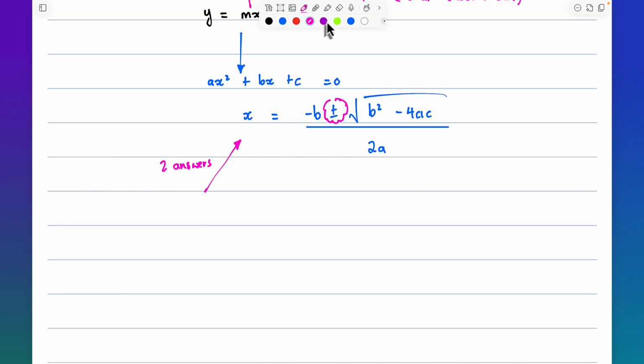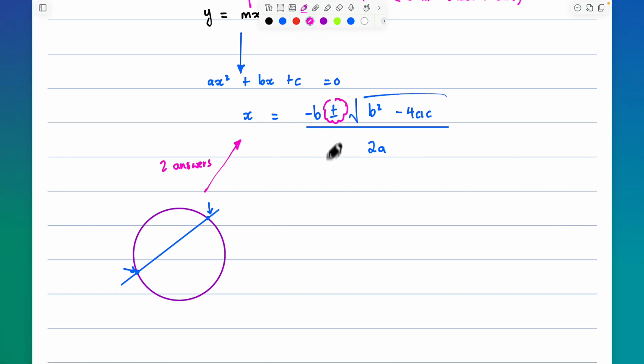If it gives you two answers, that means your circle looks like this maybe, and then your line maybe looks like this. If it gives you two answers, it means it has two separate points of intersection, right? It intersects at this first x value and then at that other x value as well, right? So that's your first scenario.